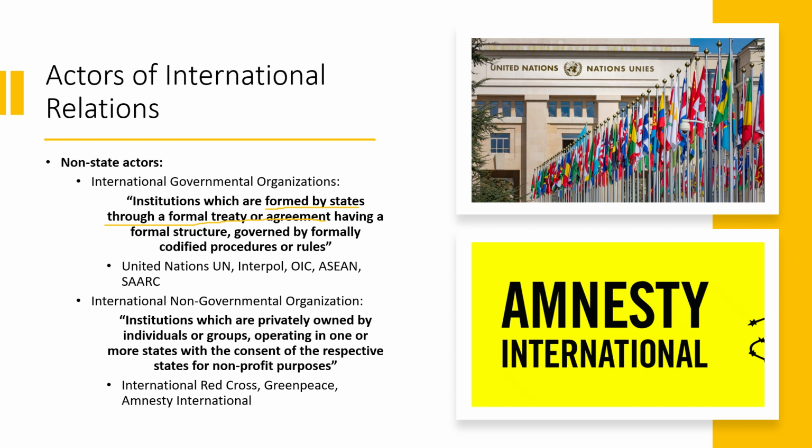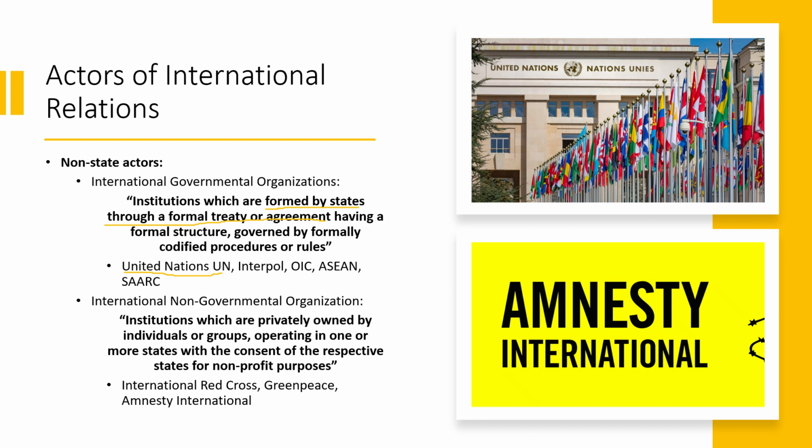For example, the United Nations. We all know that after the end of World War II, the United Nations was formed by all the states of the world. The US, China, Russia, and all these states made an agreement and they formed the United Nations. What was this agreement? The agreement was the United Nations Charter. All these states signed this charter and formed the United Nations.